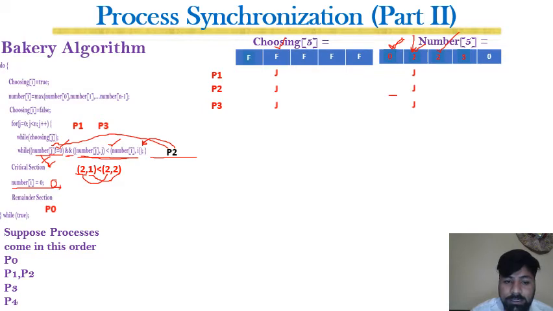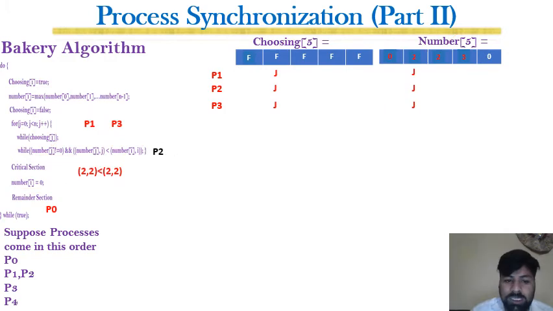P0 exits the critical section, and now it is in the remainder section. So this is the current scenario. Now suppose P1 moves ahead, but at this very moment P4 also enters the system. P1 is here and P1 is checking both conditions. While number at j is not equal to 0, this condition is true. This part of the condition is true, and the second condition is that number at j comma j should be less than number at i comma i.